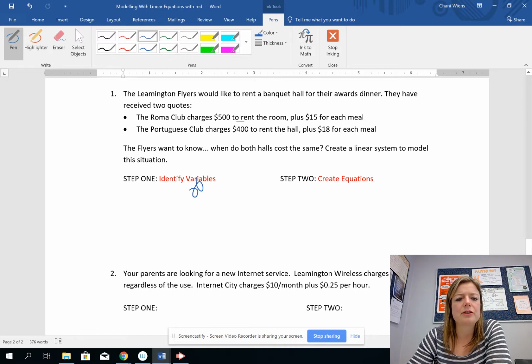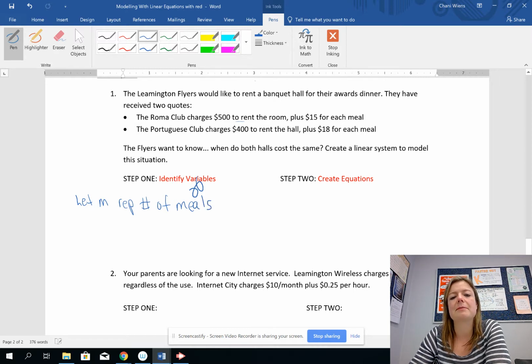So let's think about our 2 unknowns. Our first unknown would be how many meals there are. So we're going to say, let M for meals represent number of meals. Notice here that I didn't just put let M represent meals. That's not specific enough, because am I talking about the price of a meal, how many calories are in a meal? No, I'm talking specifically about the number of meals. So be as specific as possible.